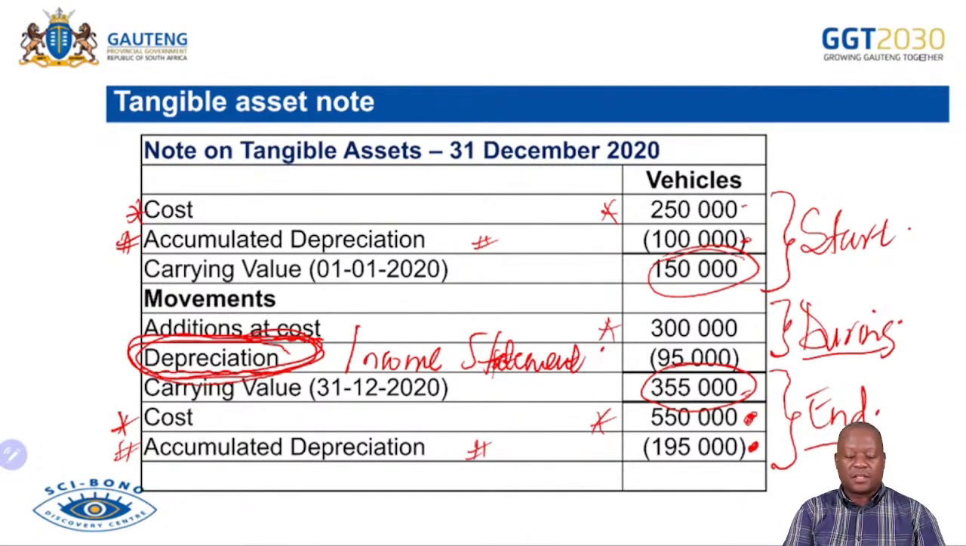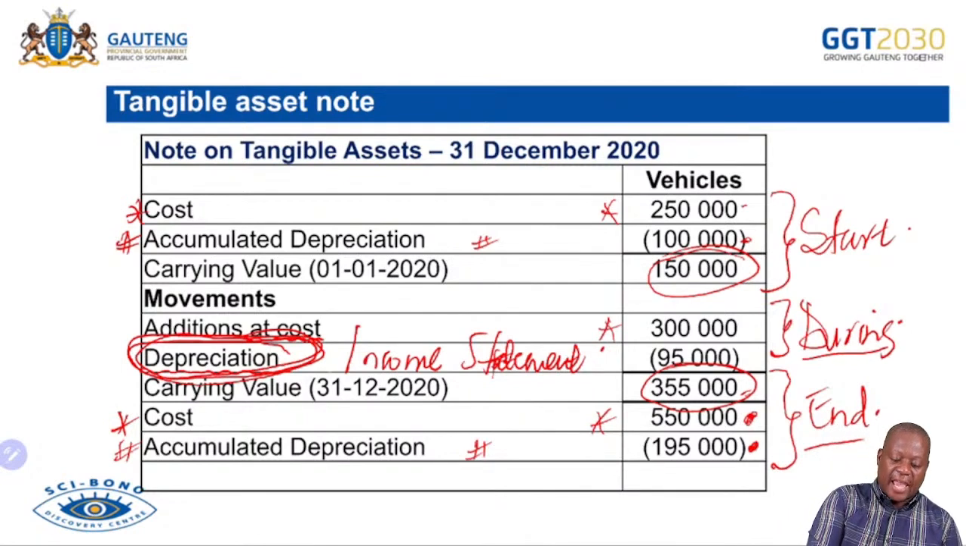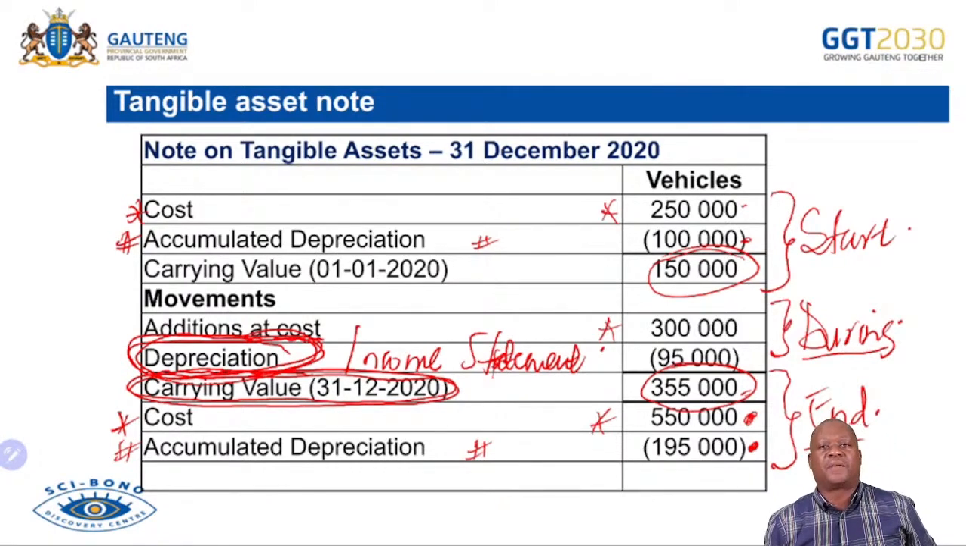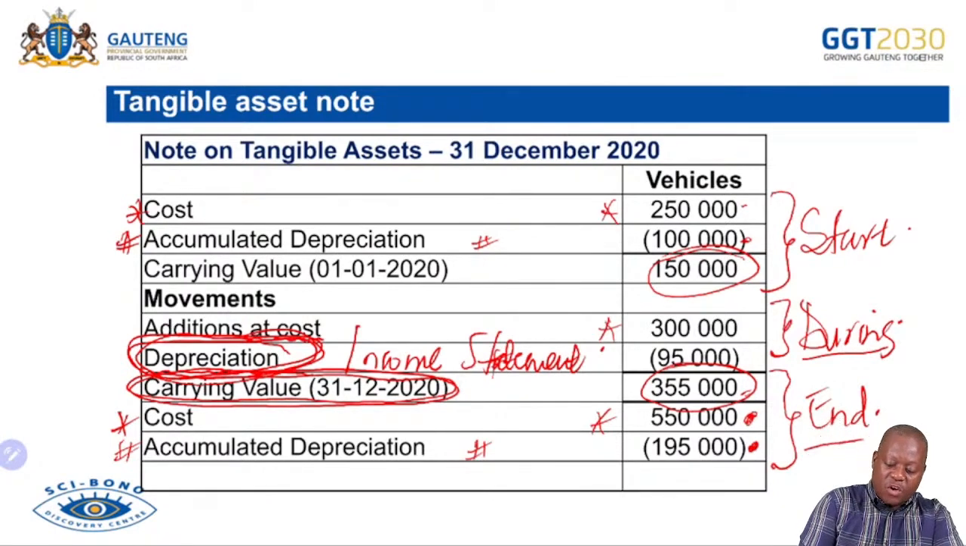What else do we need? We also need the carrying value at the end of the period, which is this 355,000. Where do we take this one to? This one goes to the balance sheet.